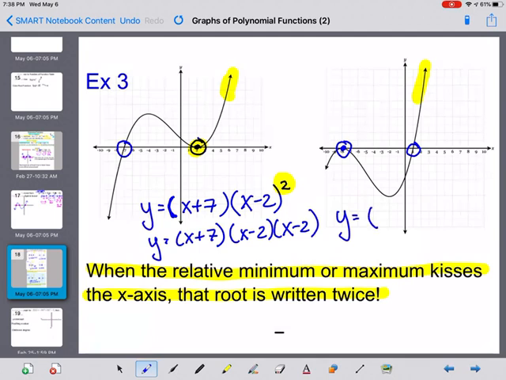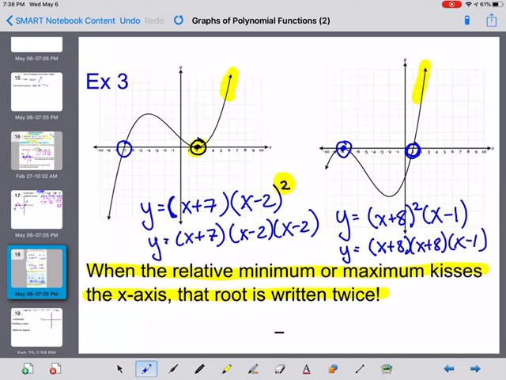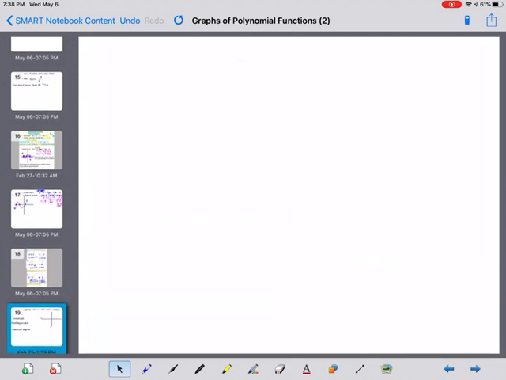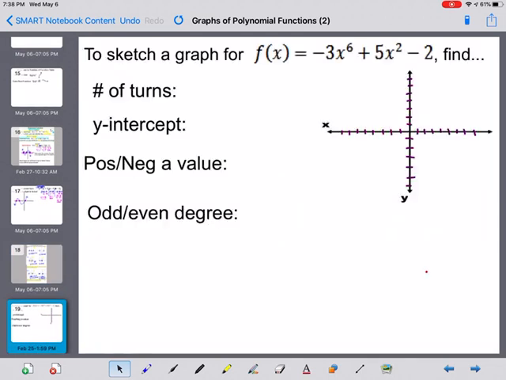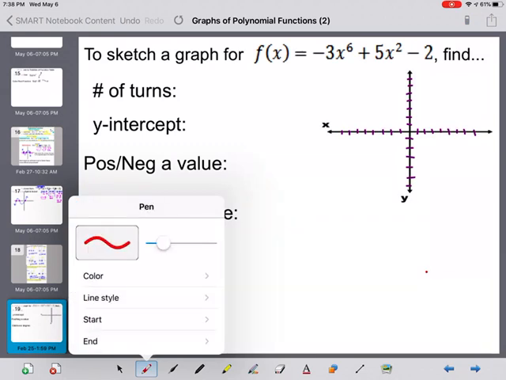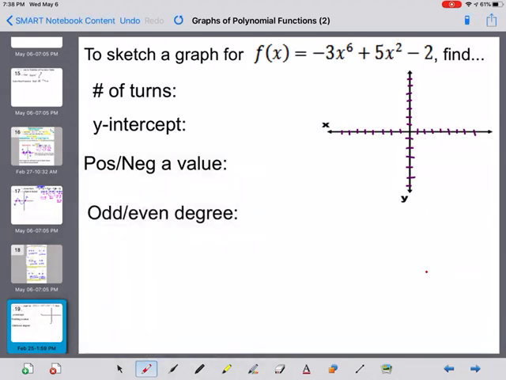Y equals positive because it's going up on the right side. X, since it's negative 8, I write plus 8 squared. And then since it's a positive 1 right here, I write x minus 1. Remember that it can also be written y equals x plus 8 two times. So that's the place where it's kissing, okay? There are penalties in this Delta Math, so make sure to look at these things closely because they're going to be exactly like what we just talked about and practiced.